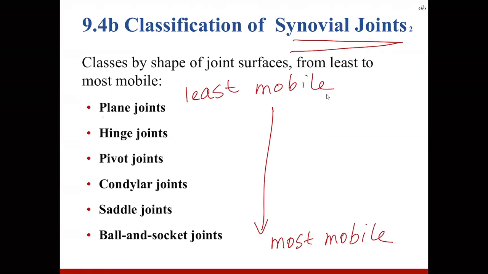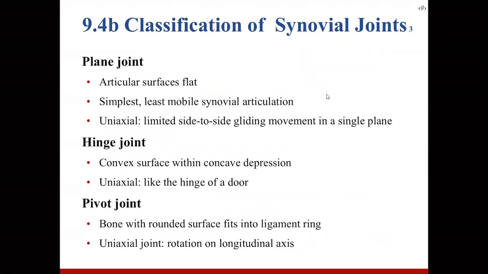you can think about plane joints, things that hinge, things that pivot, condyle, saddle joints, and then ball and socket joints. Okay, so these move the most. So let's kind of look at that. Plane joints are when you have a flat articular surface. So they don't really provide a lot of movement. Things glide. They don't move a lot.